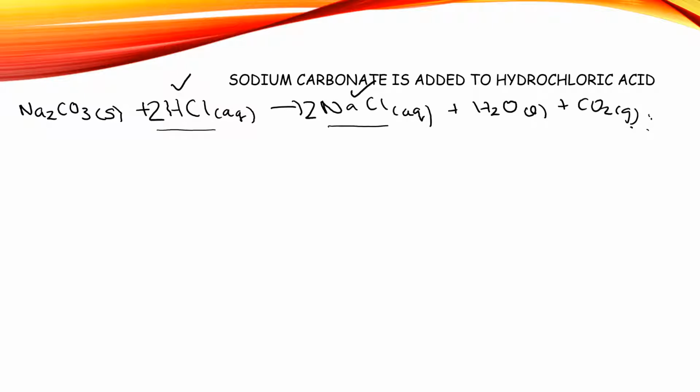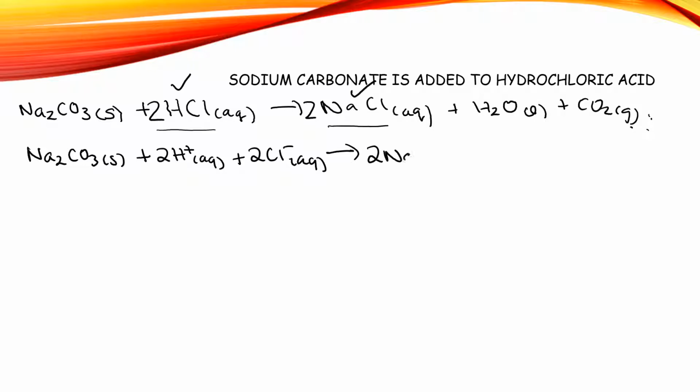So now let's rewrite. So sodium carbonate being a solid stays exactly as it was. Now plus there are 2 hydrochlorics, so 2 hydrogen ions plus 2 chloride ions. The sodium chloride gets broken up. 2 sodium ions plus 2 chloride ions. Not allowed to break up water, and not allowed to break up carbon dioxide gas.